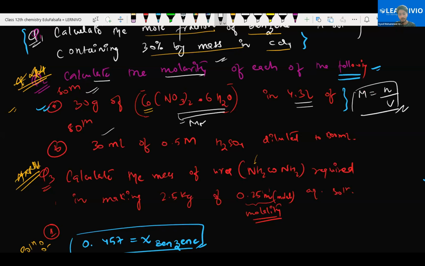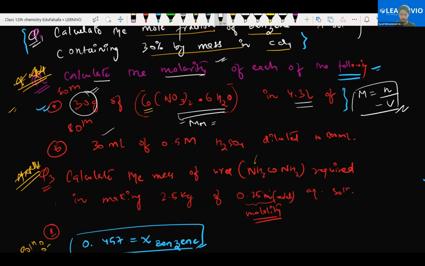Why? Because the weight is given to me, and the volume is also given to me. Volume is as it is present in my formula, so I didn't need to do anything with the volume. What I need to find is just the moles of this compound. Correct? And for that I need to just find the molar mass. So basically the question ends up at the point where you just need to find the molar mass. Correct? So this is how you need to catch the question.